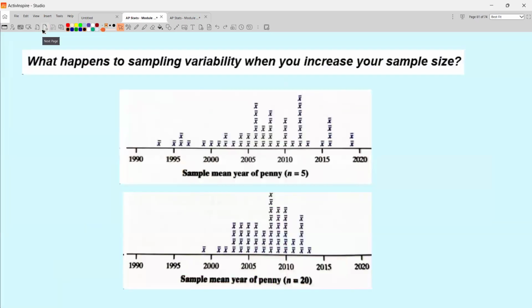Now, when you increase your sample size, what's going to happen to your variability in this case? So if I were to plot all of my pennies and I had size 5 and I got my average age, you'll see that in this case here, it's more spread out. But if I take a sample of size 20, notice it's going to be less spread out. And if I take an even larger sample, it's going to be less spread out than that.